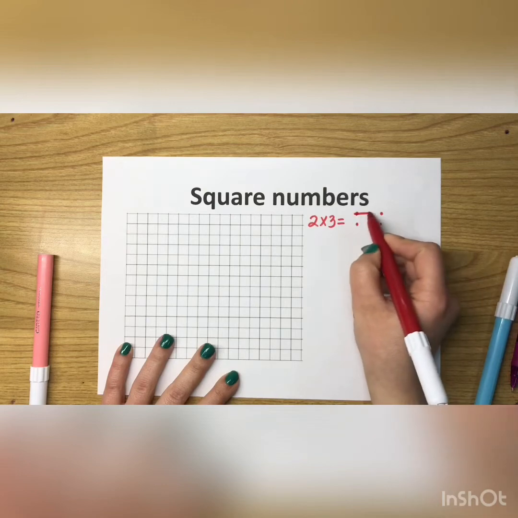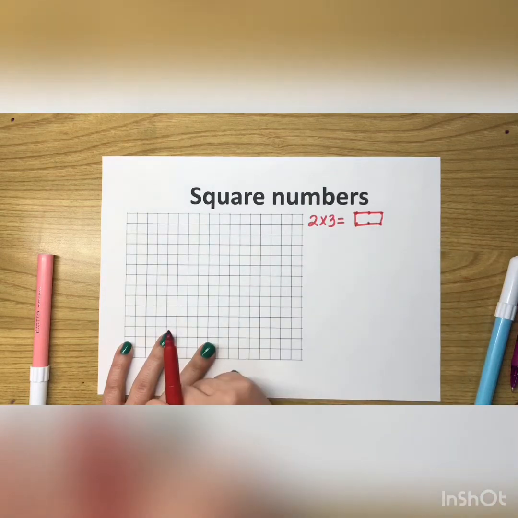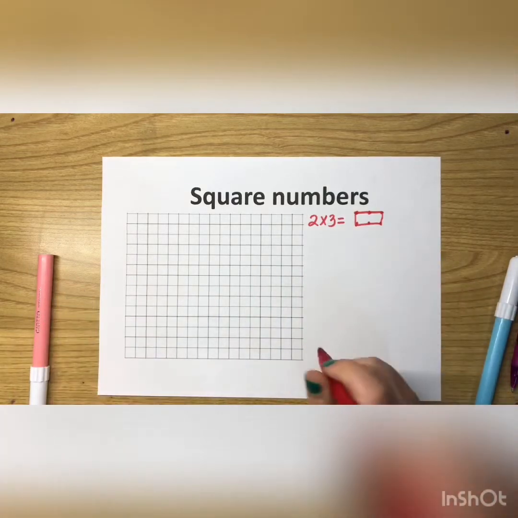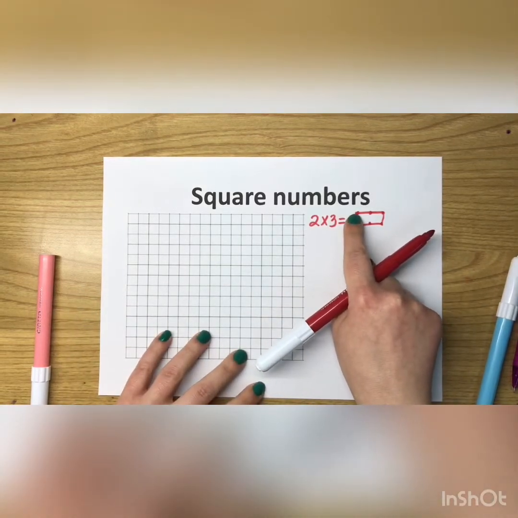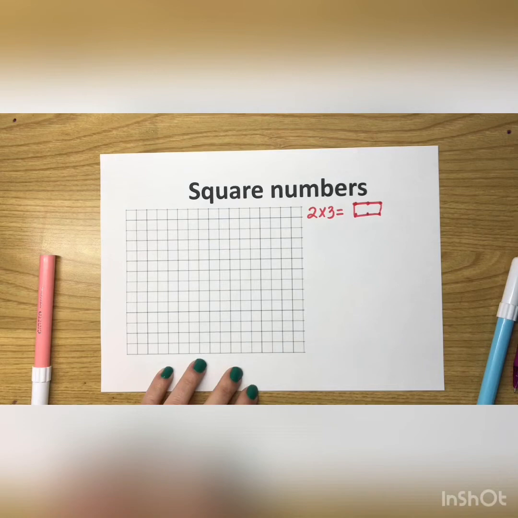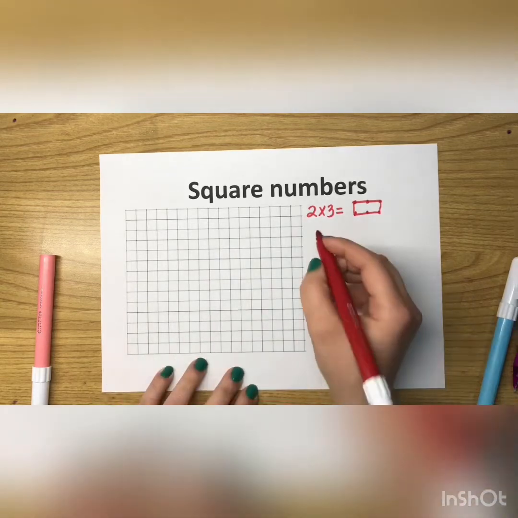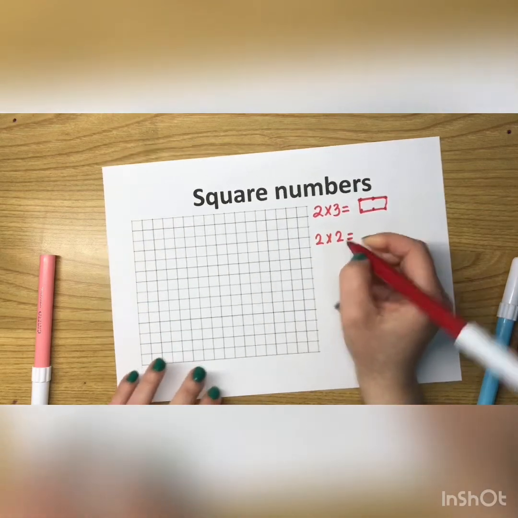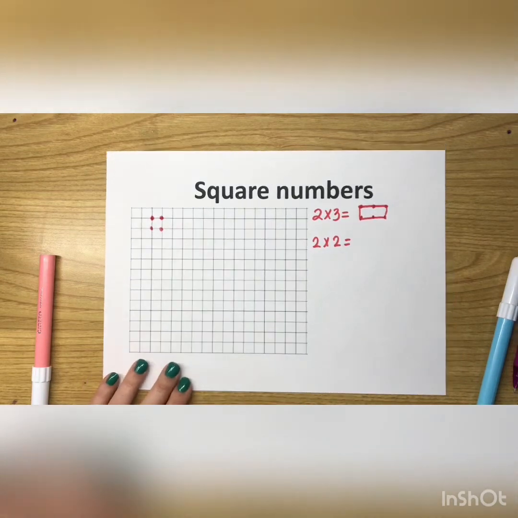If you go around those arrays, you are going to find out that the shape you have here is a rectangle. So we want to figure out which numbers multiplied by each other give an array with an equal number of columns and rows. I'm going to use this grid to be accurate in drawing the square numbers. Let us take a simple example: 2 times 2.